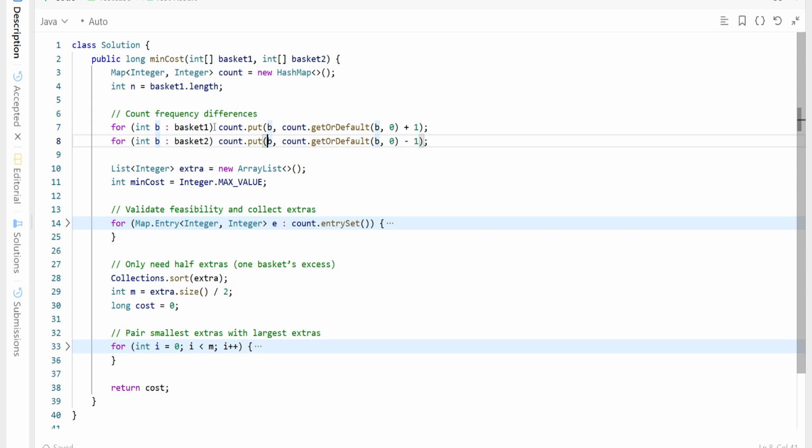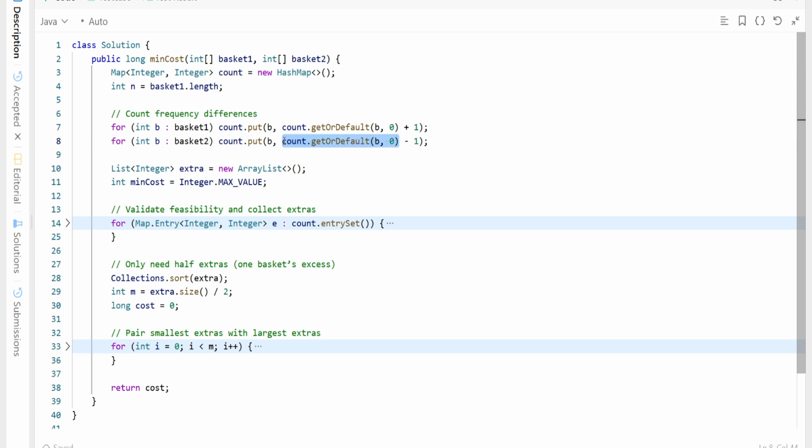So when fruits are coming one at a time, we will check the count. Let's say fruit 1 is coming, 2 is coming, 3 is coming, 4 is coming, whatever the fruit is, by default it will give you 0. Otherwise, if you have already stored it on the map, it will give you some value, and that value will get incremented. Now when we run again on basket 2, we'll do the minus.